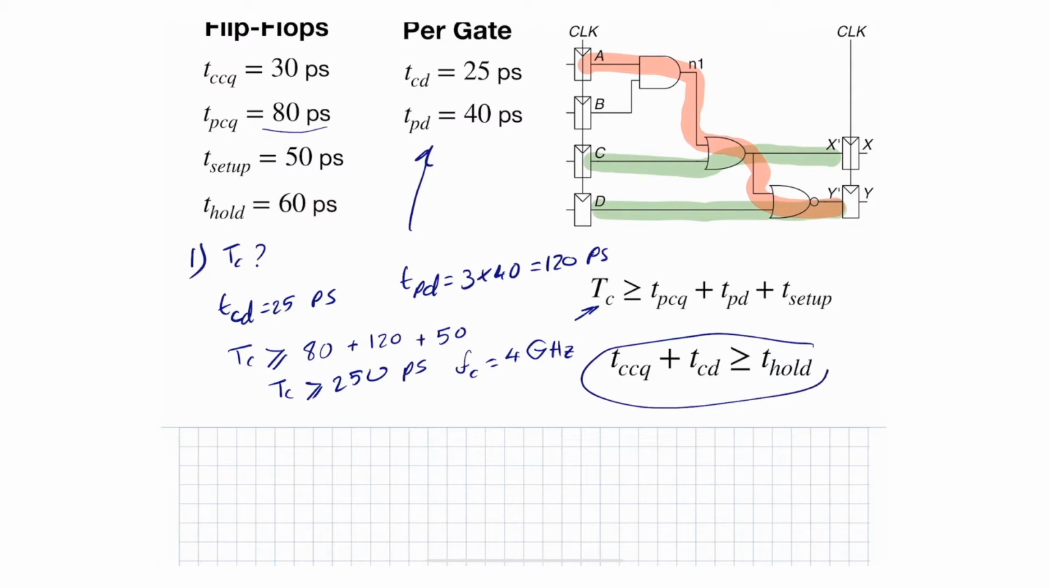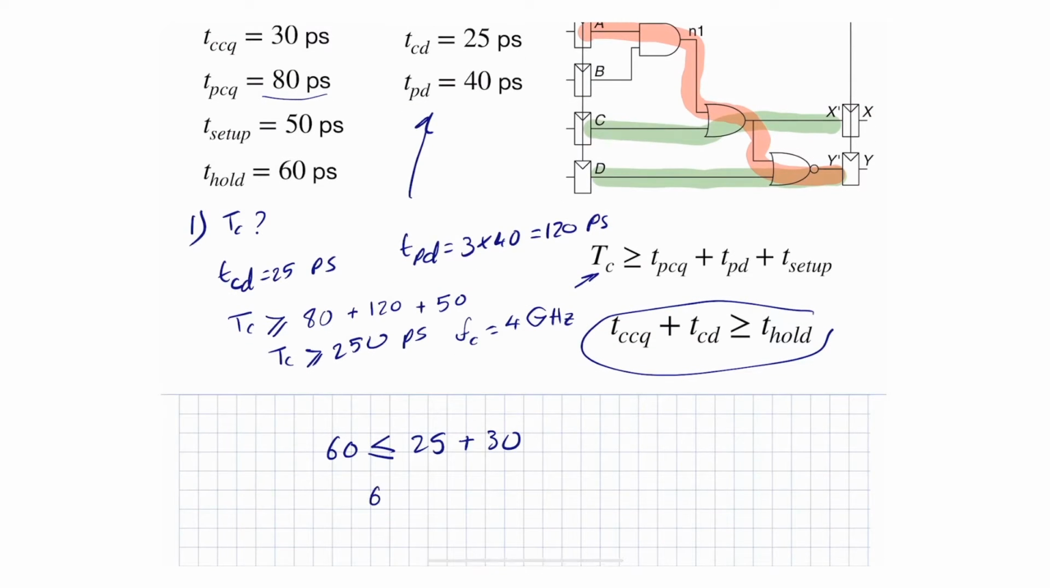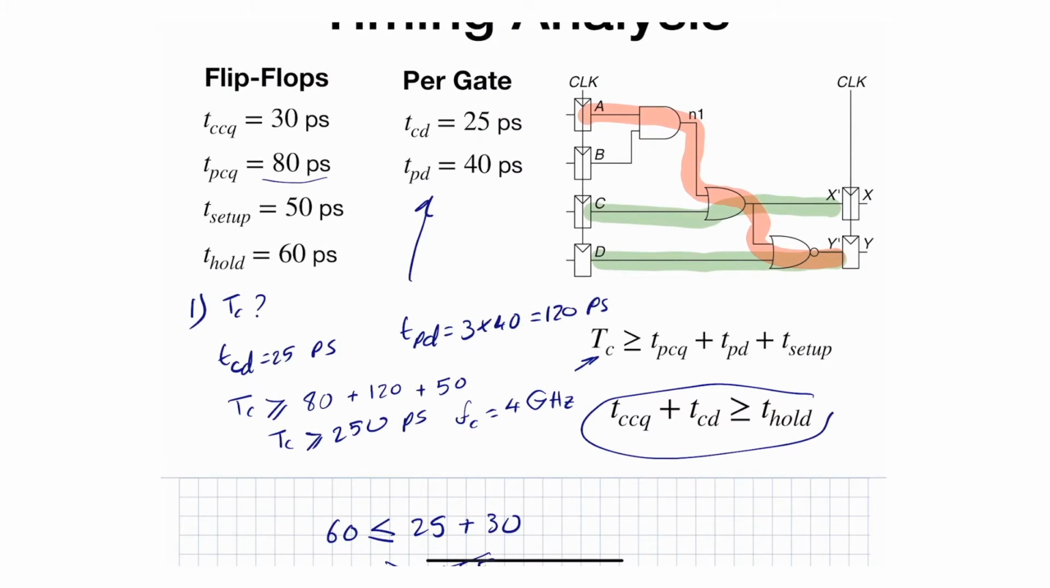Let's figure it out. So I'm going to say T hold, which I believe is 60, is it less than or equal to T CD, which is 25 picoseconds, plus T CCQ, which is 30? Well, obviously 60 is not less than or equal to 55, so apparently the hold time constraint is being violated. So you need to fix it. If you operate the circuit, you're going to get a hold time violation, so you're going to get metastability. So we need to fix it.